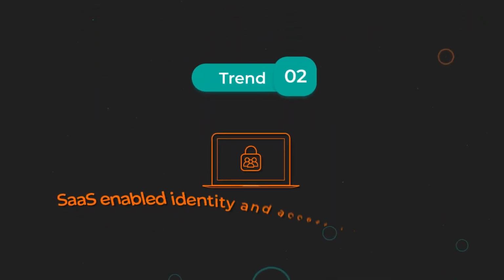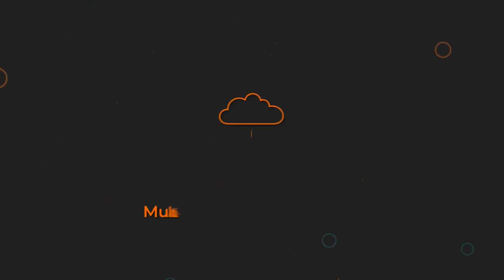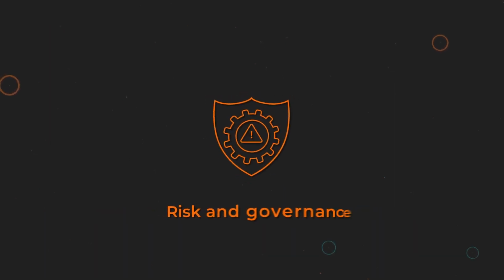Trend 2, embrace SaaS-enabled identity and access management. Think multi-factor authentication, multi-tenant architecture, analytics, automation for managing compliance, risk, and governance.